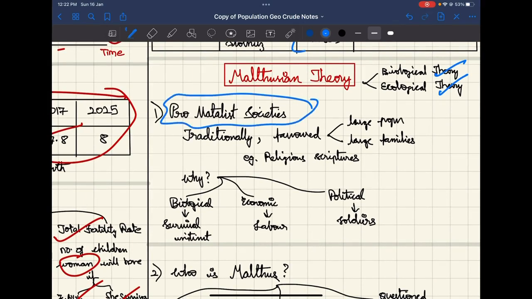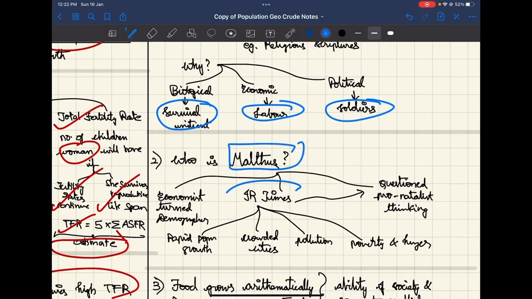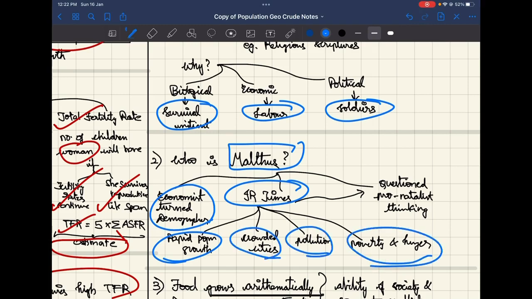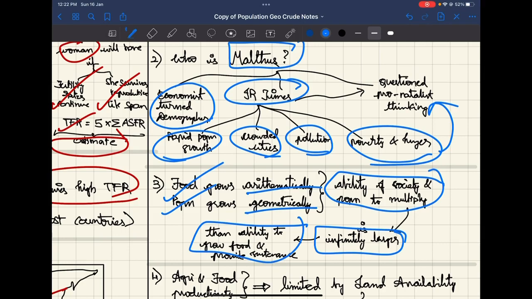Initially, there were pronatalist societies which favored large populations and large families, for survival instinct, for labor, and for soldiers. Malthus was living during IR times, and he was an economist and demographer. During the IR period, there was rapid population growth, crowded cities, pollution, poverty, and hunger, and because of all this, he started questioning the pronatalist thinking. According to him, food grows arithmetically and population grows geometrically. So the ability of population to multiply is infinitely larger than the ability to grow food.